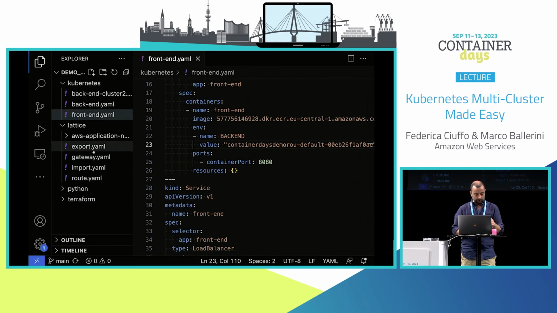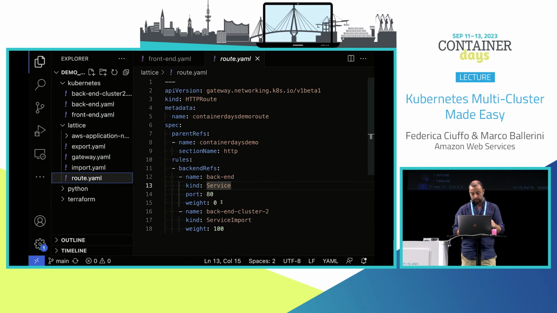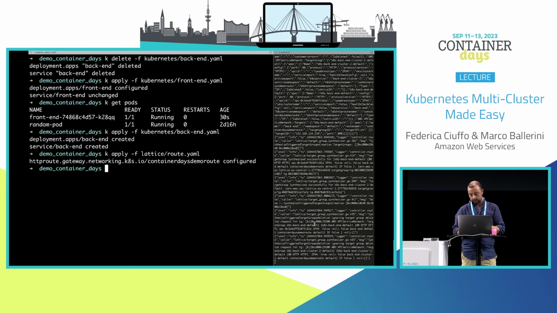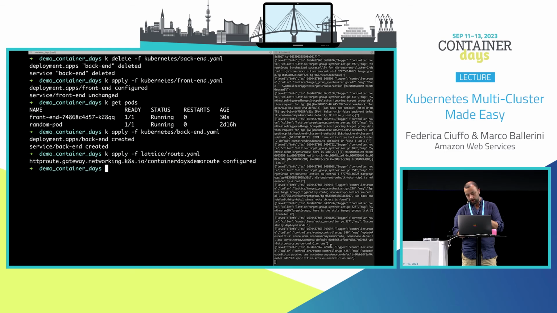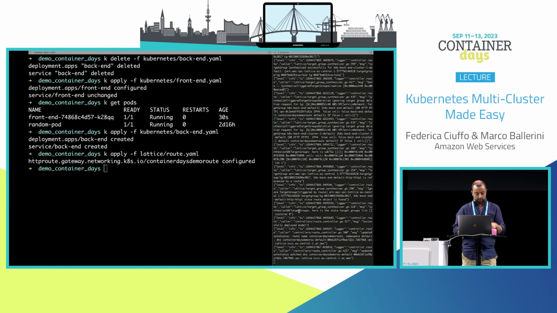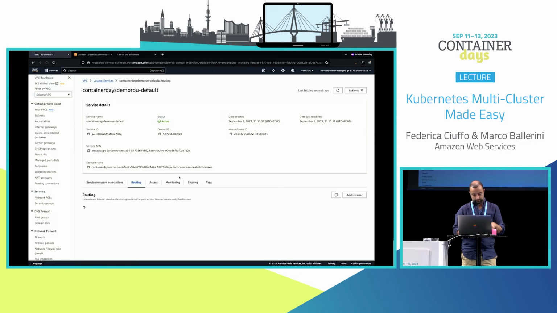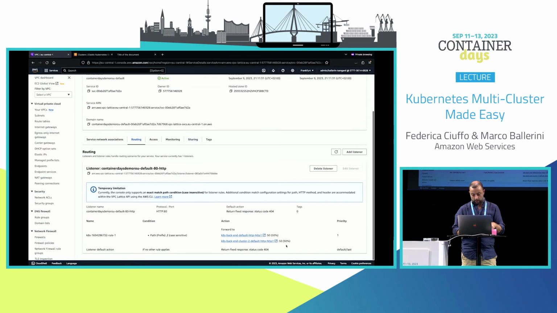And if I go to my route, I can configure the route basically to do 50-50 or 10-50. You can do canary, you can do blue-green. But if I say this and basically reapply the route, you will see that Lattice will try to converge. It's going to take a couple of seconds. But if I go back to the console and refresh this, you'll see that 50% of traffic goes to the front end and 50% to the back end.